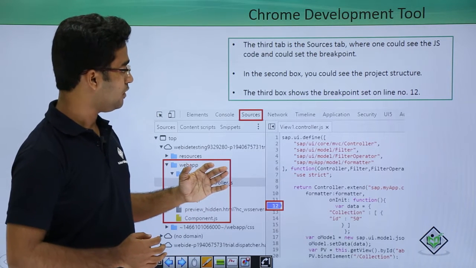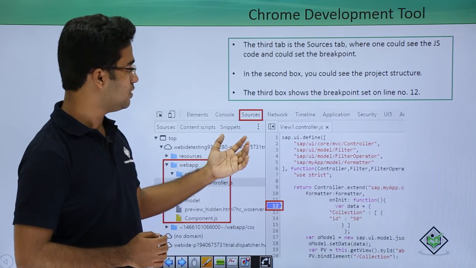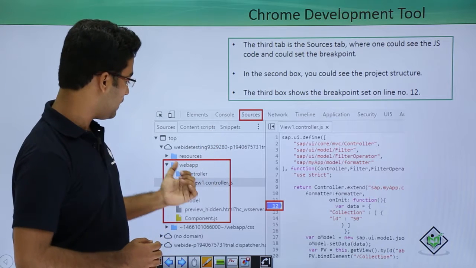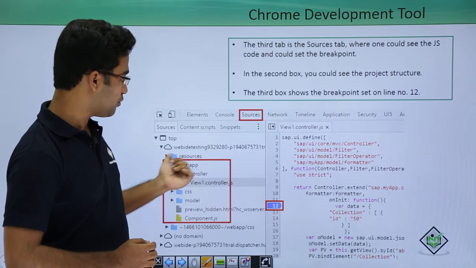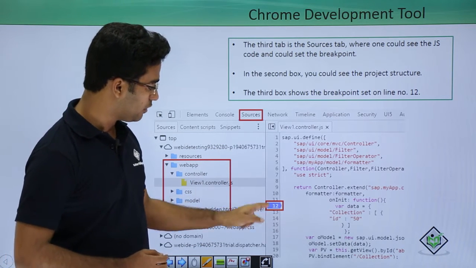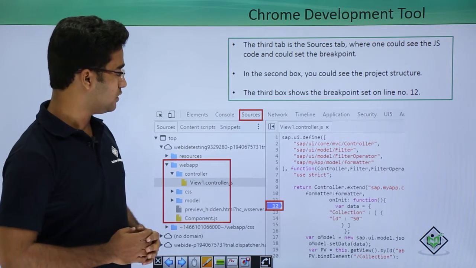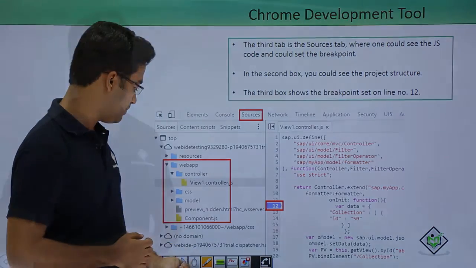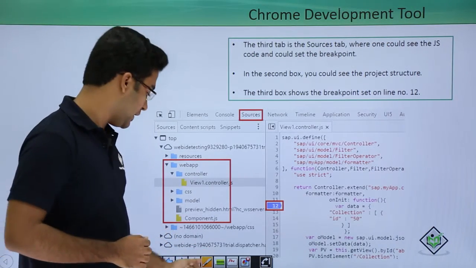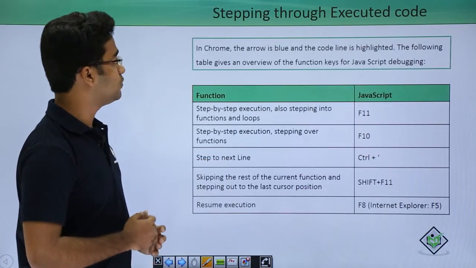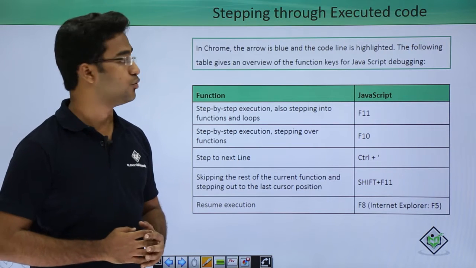Moreover, we have the sources tab here. Here we can see the project structure, and here we have put a particular breakpoint, and this is done in the sources tab. Now let's move on to the next slide, which is stepping through the executed code.